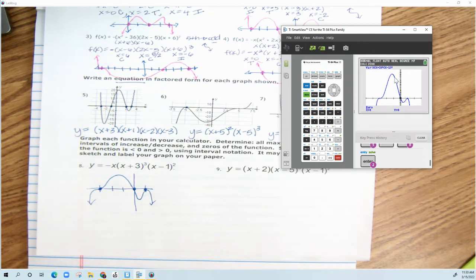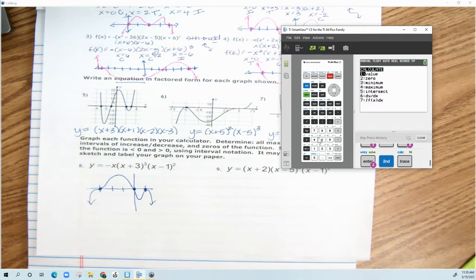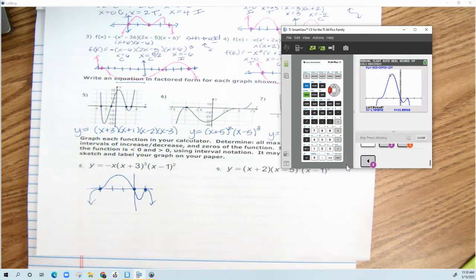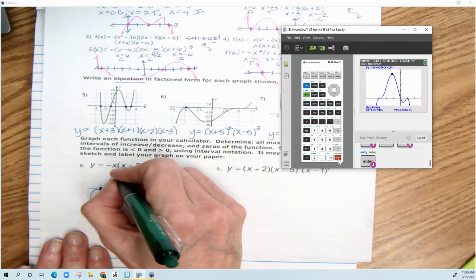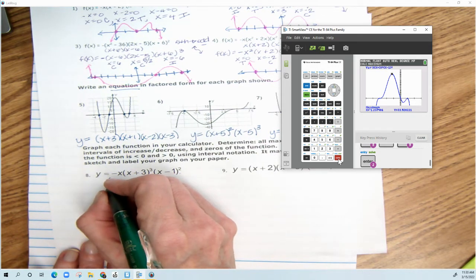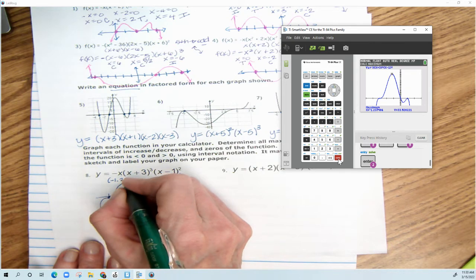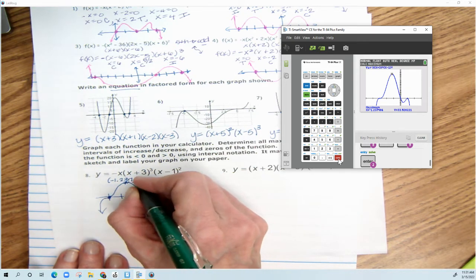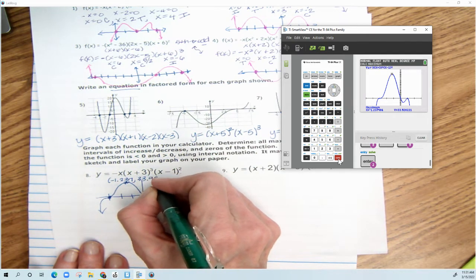I need where my turns are. I have a maximum turn and a minimum turn, so I'm going to ask the calculator to help me with that. First I'm going to do my maximum, just going left to right. Again, it's going to ask you those same questions. Point to the left of the maximum, hit enter. Point to the right of the maximum, hit enter where it says guess. So this point right here is negative 1.237, comma, 33.920.